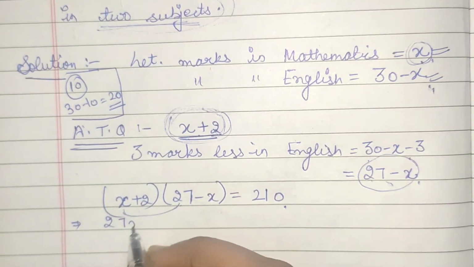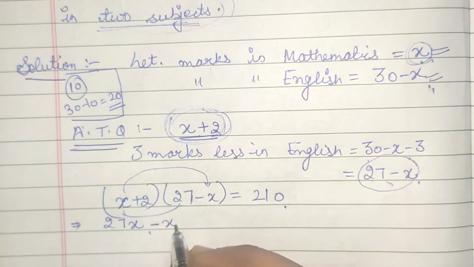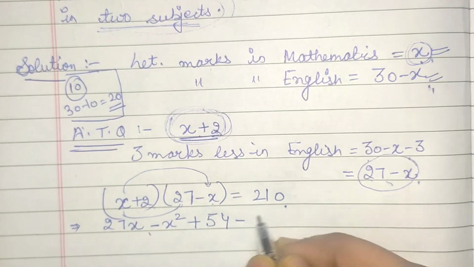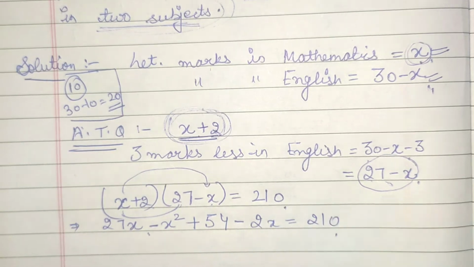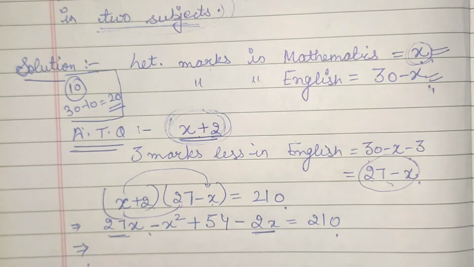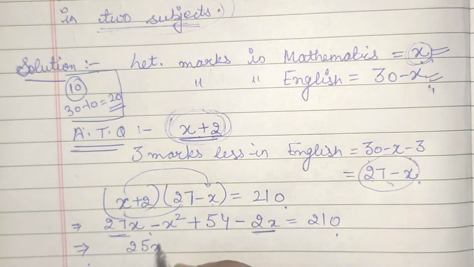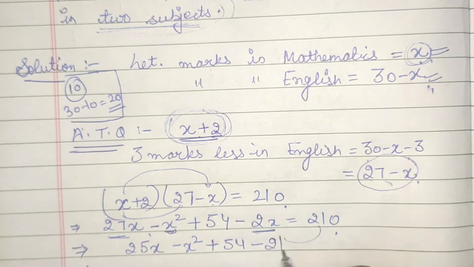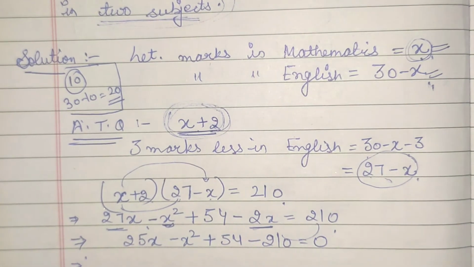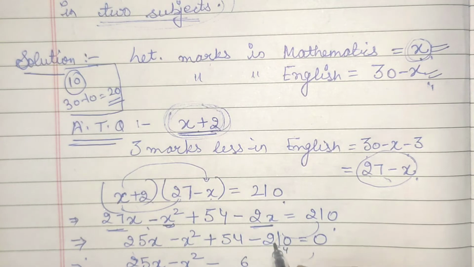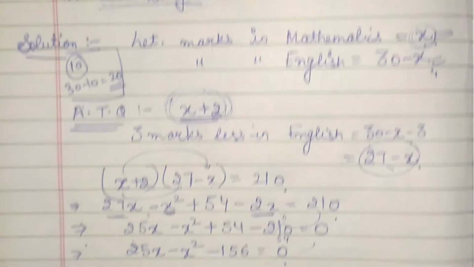So x into 27 is what? 27x. This will give you what? Minus x square plus 2 into 27 will give you 54 minus 2x is equal to 210. Okay, then do addition and subtraction of the similar terms. So it will give you 27 minus 2 will be 25x, then minus x square plus 54. This will come here and it will give you minus 210. Okay, 25x minus x square, when you subtract it, then you will get 156 is equal to 0.